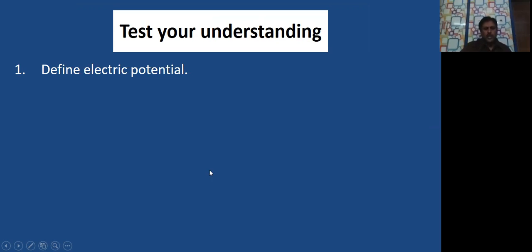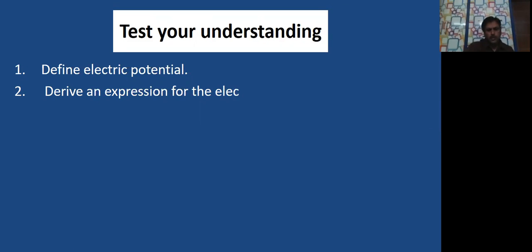To test your understanding, here are a few questions which are also important from the exam point of view, public exam. First one, define electric potential. Second one, derive an expression for the electric potential due to a point charge. The derivation we did, the no-integration derivation, that is important for the exam. Please learn it carefully.